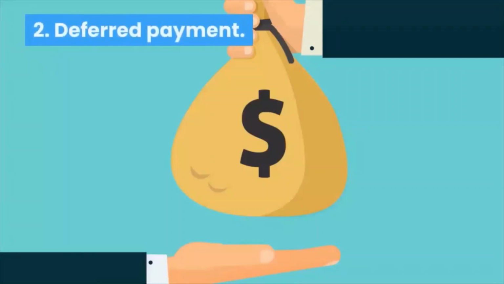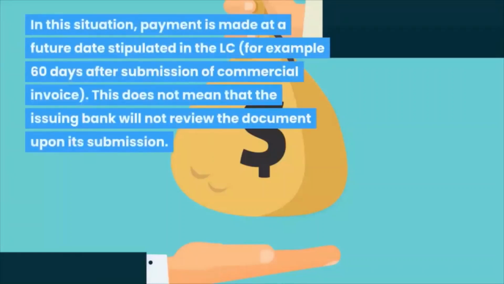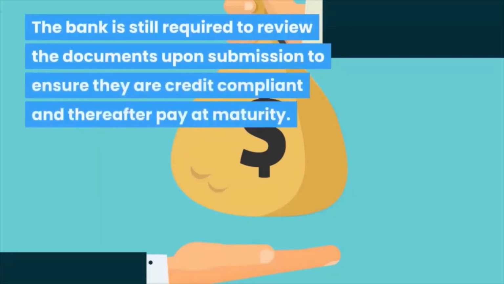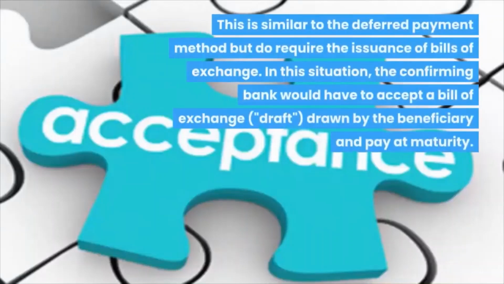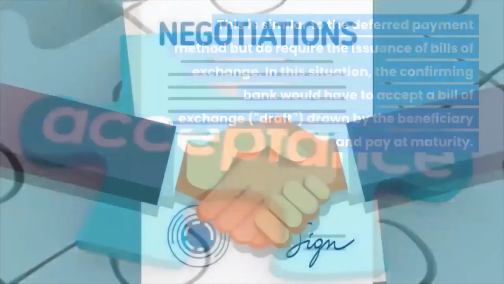2. Deferred payment. In this situation, payment is made at a future date stipulated in the LC, for example 60 days after submission of the commercial invoice. This does not mean that the issuing bank will not review the documents upon their submission. The bank is still required to review the documents upon submission to ensure they are credit compliant and thereafter pay at maturity. 3. Acceptance. This is similar to the deferred payment method but does require the issuance of bills of exchange. In this situation, the confirming bank would have to accept a bill of exchange draft drawn by the beneficiary and pay at maturity.